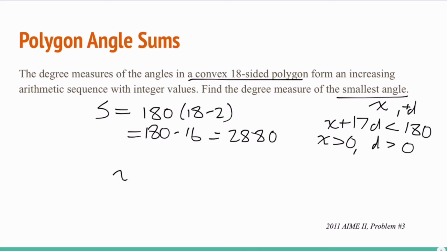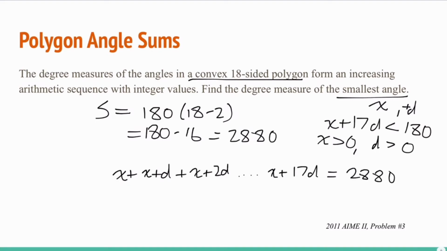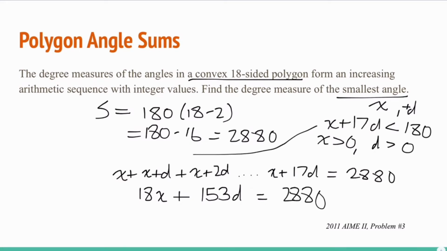So x plus d plus x plus 2d continued all the way to x plus 17d is equal to 2880. This simplifies to 18x plus 153d is equal to 2880. And from the inequality here, we have that 18x plus 306d is less than 3240.